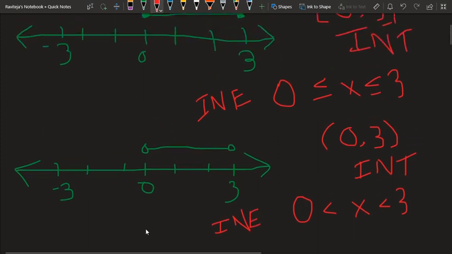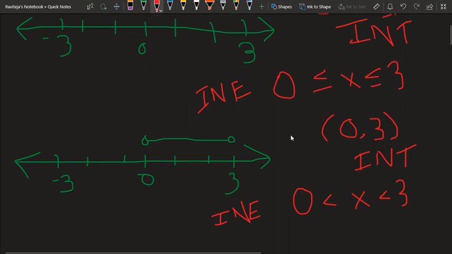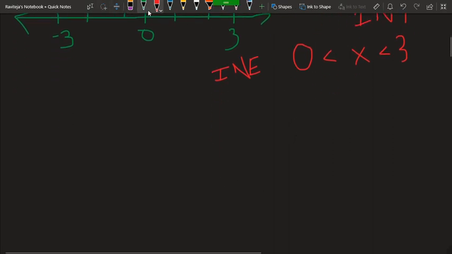Now that we've understood the topic of closed circles and open circles with interval and inequality notation, let's move on to another concept, infinity.